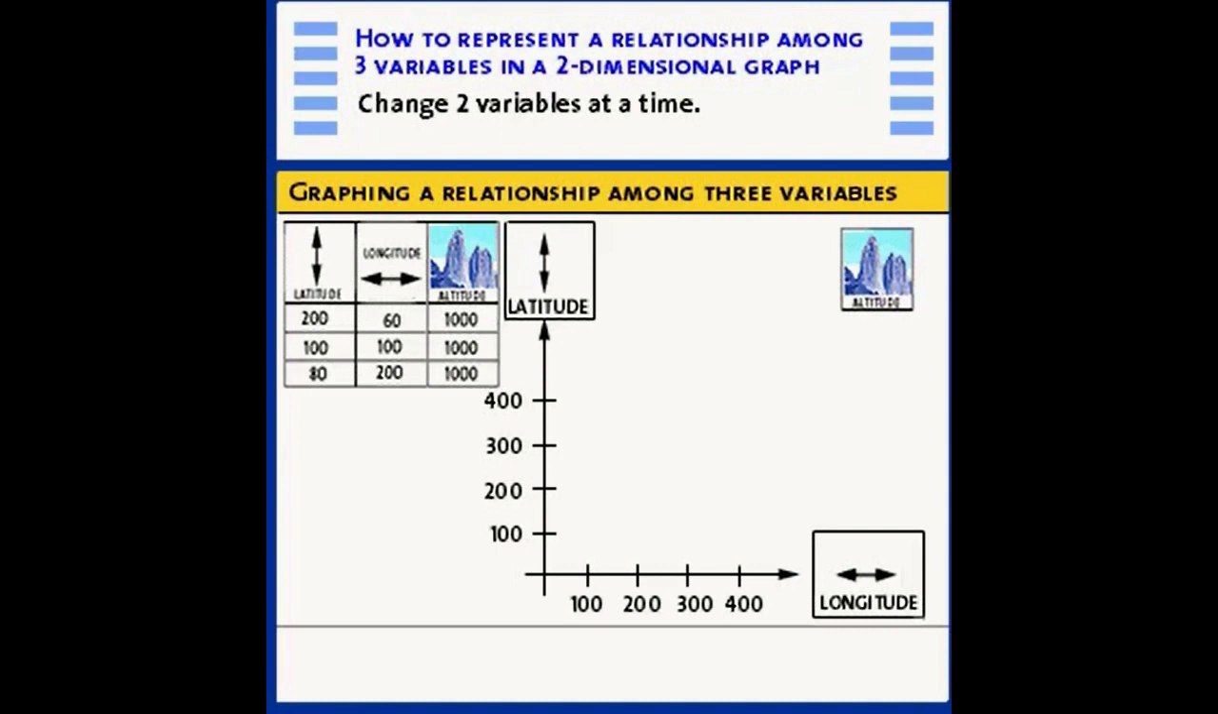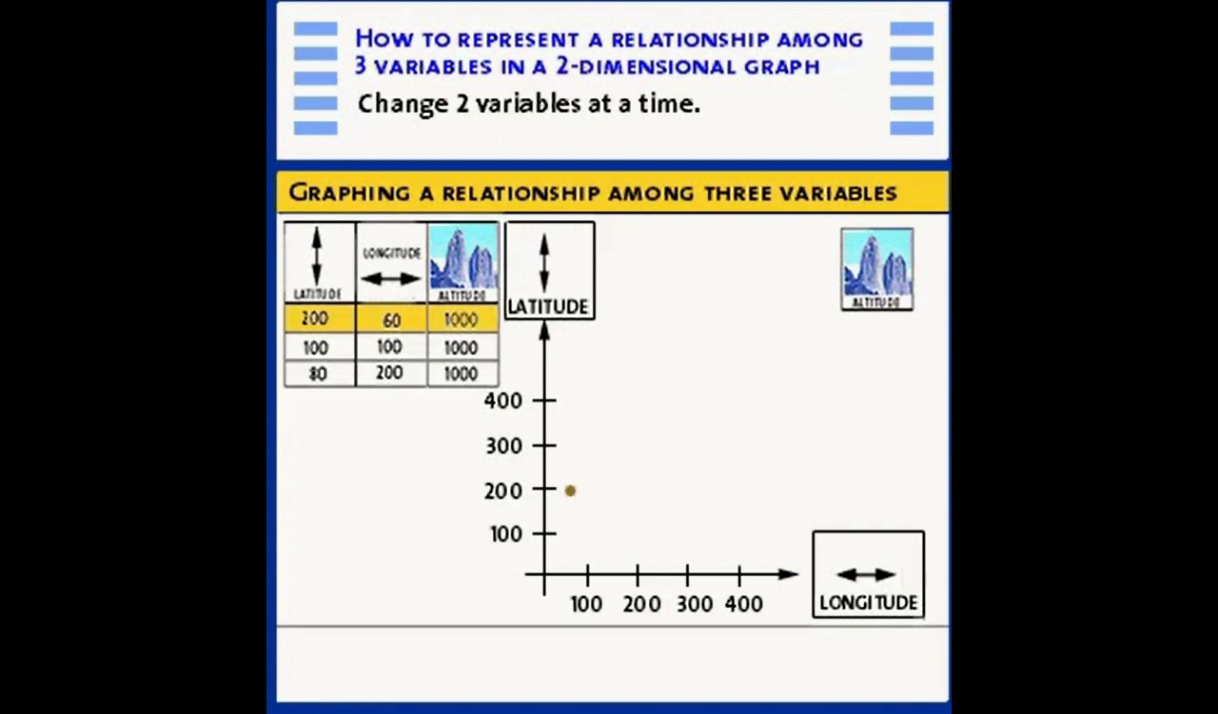Suppose that we are considering the point 60 east and west, 200 north and south, and an altitude of 1,000. That will lie in this picture in this way. First, put the longitude on the horizontal axis. The longitude of 60 means that we are at a point like this one. The latitude of 200 means that we are up here at 200. So I'll put a dot here to represent that combination of latitude and longitude.